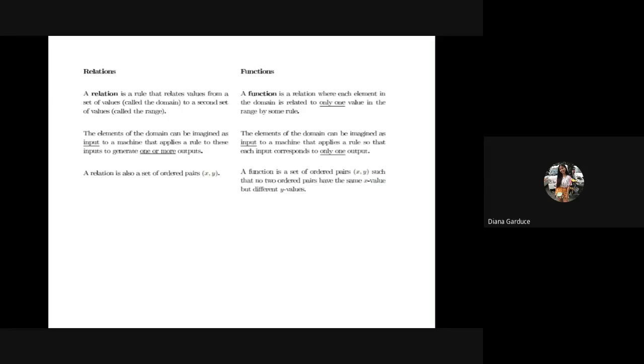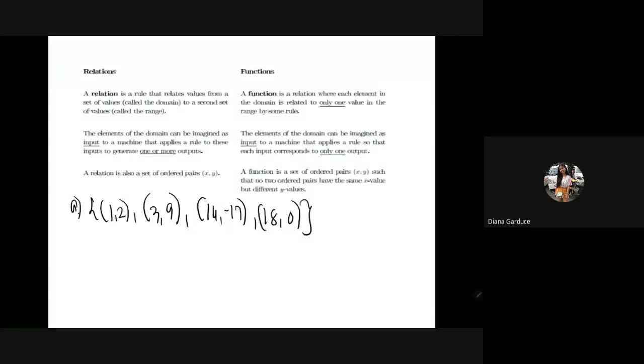A function is a set of ordered pairs, x and y, such that no two ordered pairs have the same x value but different y values. Since a relation can be a set of ordered pairs, assuming that here our set of ordered pairs are (1, 2), (3, 9), (16, -17), and (18, 0). Notice that the x-coordinates there, which are 1, 3, 16, and 18, are unique. Walang naulit. So meaning to say, this is an example of function.